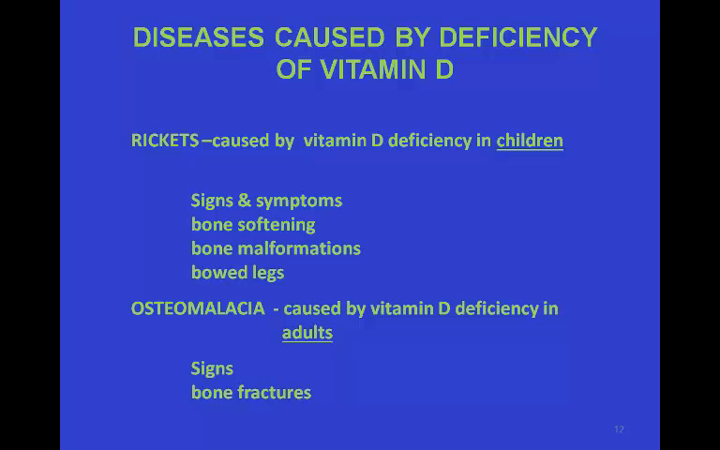Osteomalacia is caused by vitamin D deficiency in adults. It's kind of like osteoporosis, except that osteoporosis is due to estrogen deficiency in women or testosterone deficiency in men, whereas osteomalacia is due to vitamin D deficiency. Except for that, the diseases are actually quite similar. The main problem with osteomalacia is that it causes bone fractures, which is the same thing as breaking of the bones.